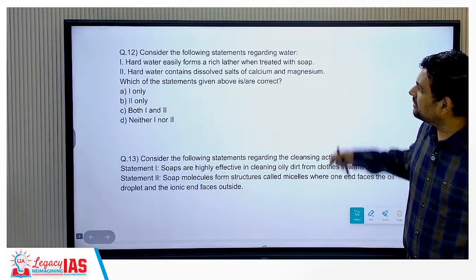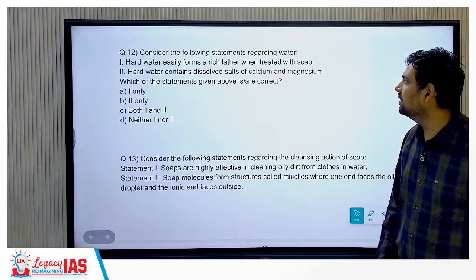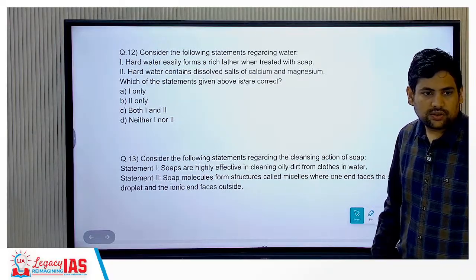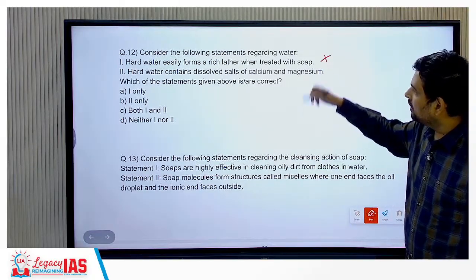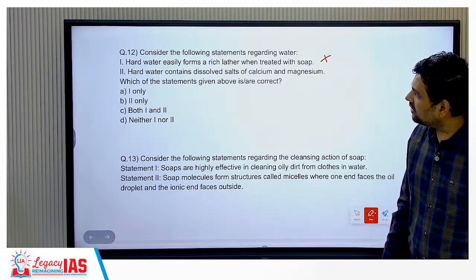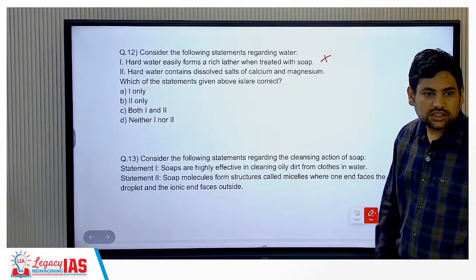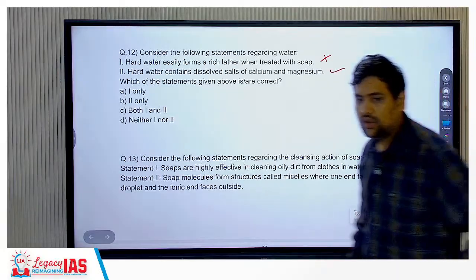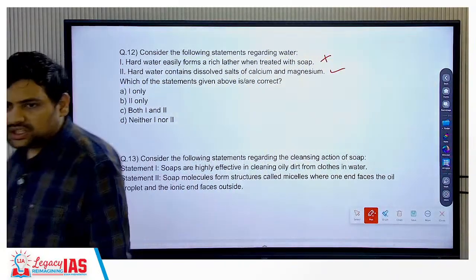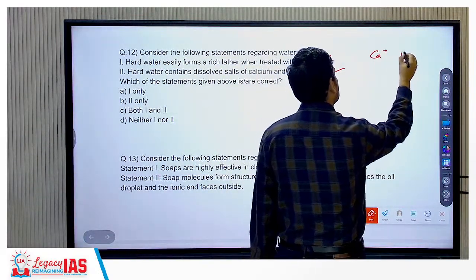Consider the following statements regarding water. Hard water easily forms a rich lather when treated with soap. What do you think? No? Yes, this is untrue. Then hard water contains dissolved solids of calcium and magnesium. Is this correct? Yes, this is correct. So basically hard water is mainly because of calcium and magnesium ions being present.